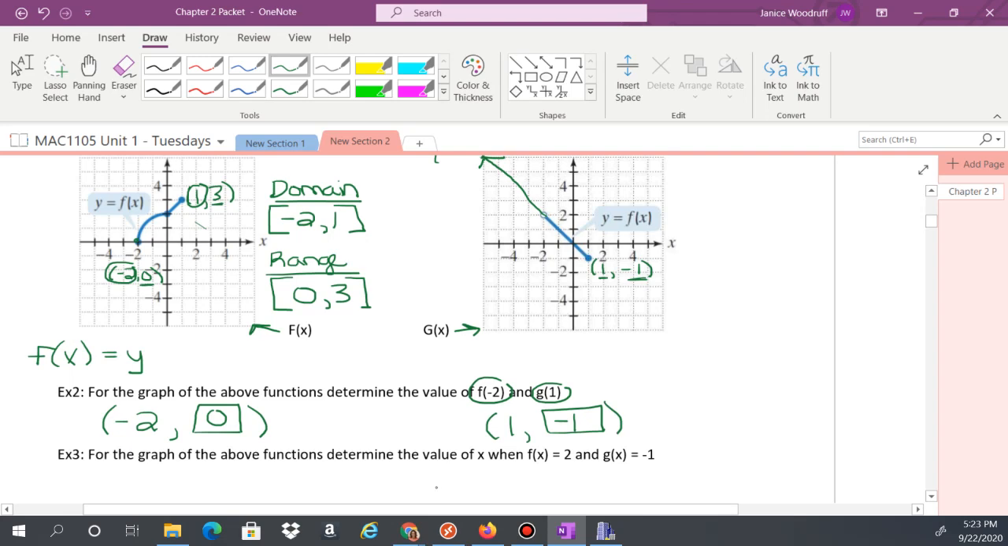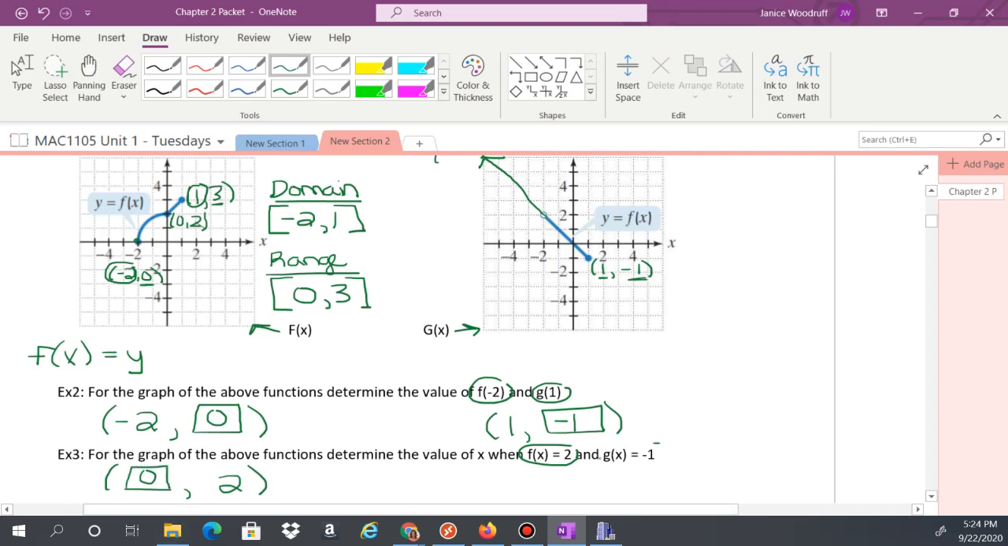Then for example 3, you have determine the value of x when f of x equals 2. So what they're asking you here, if we come back here, f of x equals y, now they're giving you the y value and asking for the x value. Okay, so when y equals 2, what is the x value? So in this ordered pair, y is 2, and this is on the f of x graph. Here's the point here for y equals 2. What's that x value? 0. 0, 2. Here is 0.